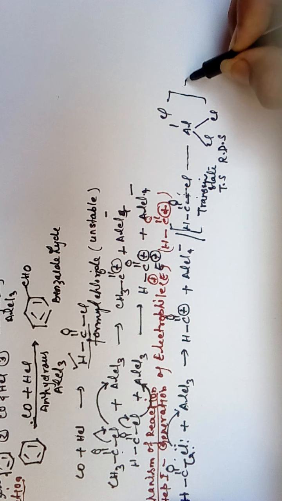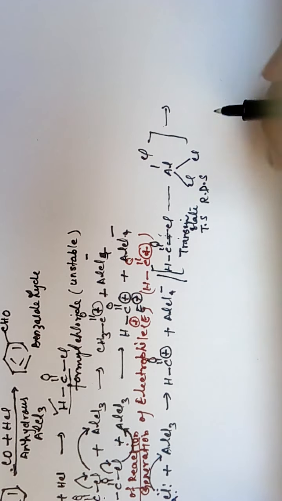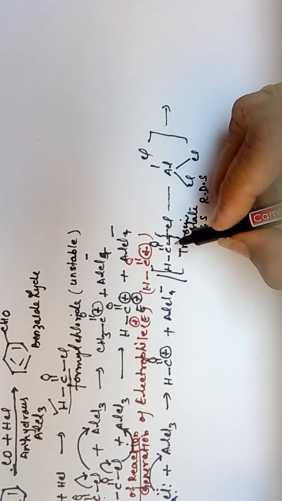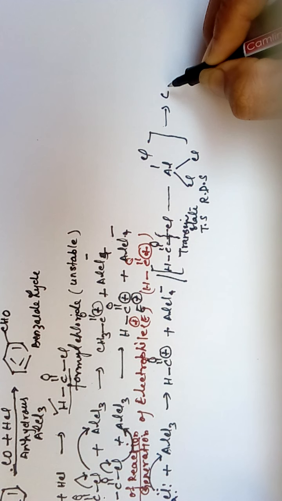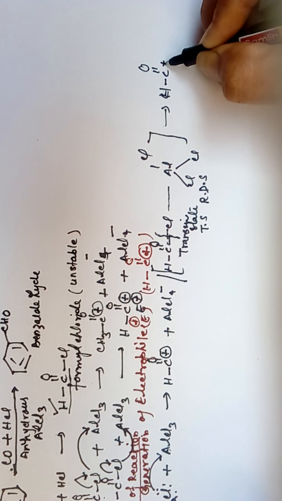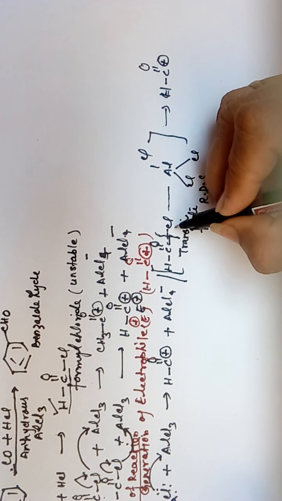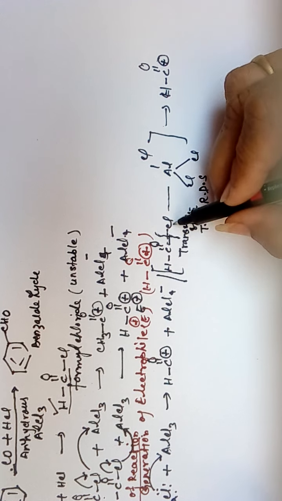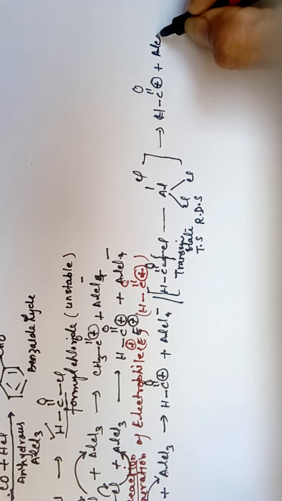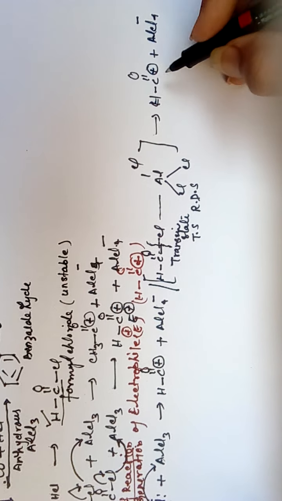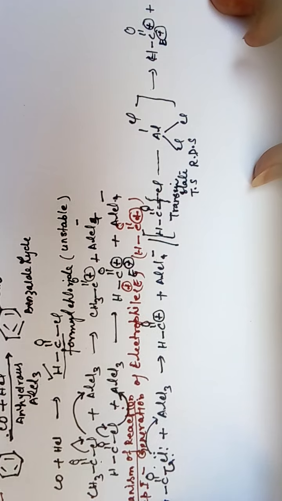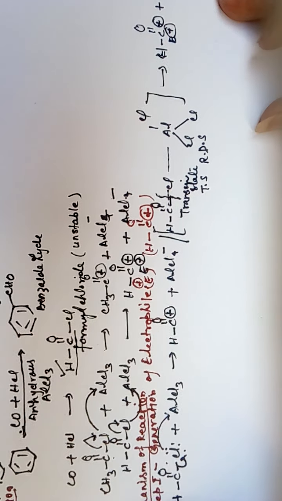Now what will happen in the next step? This bond breaks from here, giving C double bond O positive, and the bond between Al and Cl is formed, forming AlCl4 minus. When this electrophile is generated, it attacks the benzene ring.